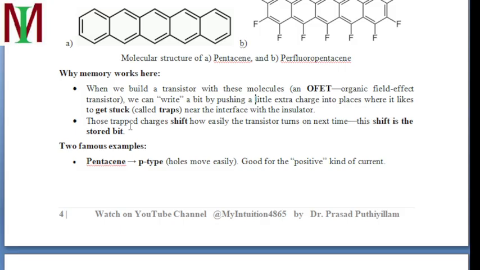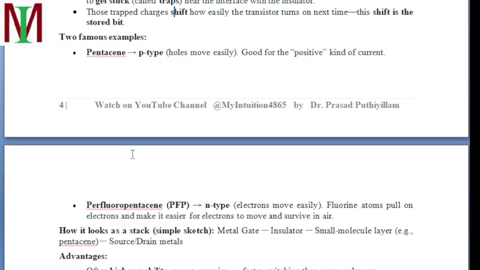So these trapped charges will shift how easily the transistor turns on next time. This shift is the stored bit. That means we are giving information, making the electron or the hole move to a certain extent and stay there. It will stay there for a long time. That means we give some instruction, some feed, and that feed is recorded like that movement. That is a memory actually.